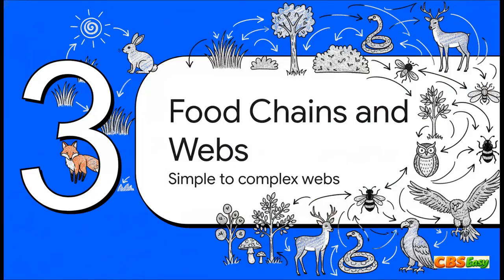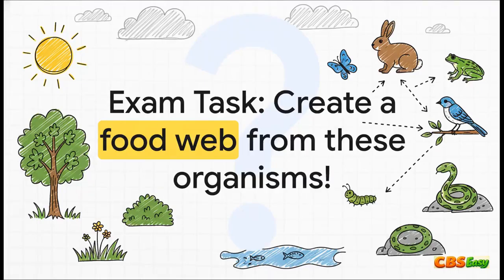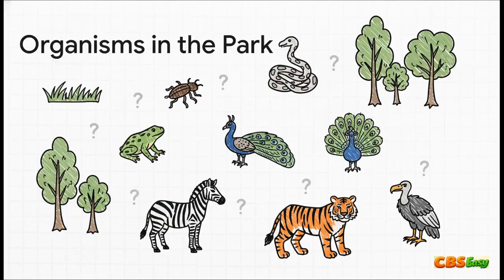Okay, mission number 3. Food chains and webs. And this is important. The board won't just ask you, what is a food chain? No way. They want to see you apply what you know to actually build the connections yourself. So let's do one right now. This is a real task pulled straight from a CBSE sample paper. Your challenge, create a food web using a list of organisms from a park. Let's see what you've got. And here they are. You've got grass, insects, frogs, snakes, peacocks, then trees, zebras, tigers, and vultures. A whole mix, right? So start connecting the dots in your head. Who eats what?